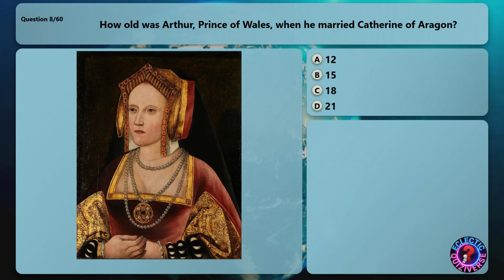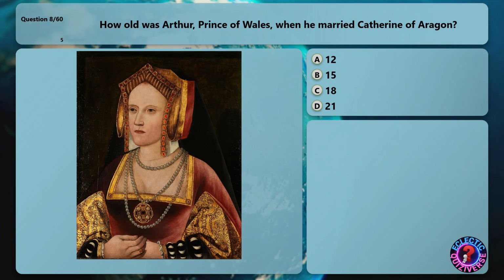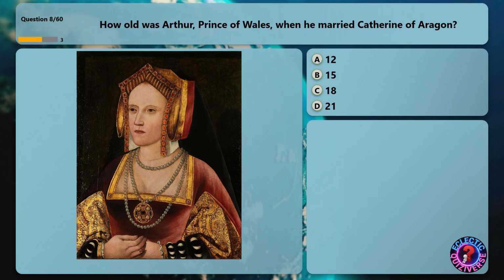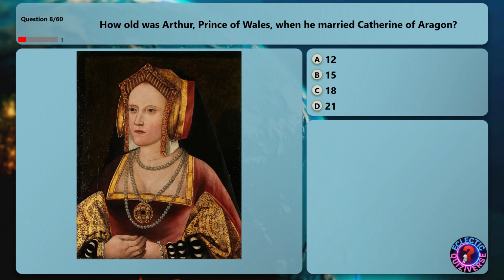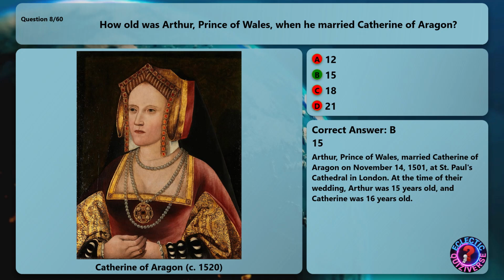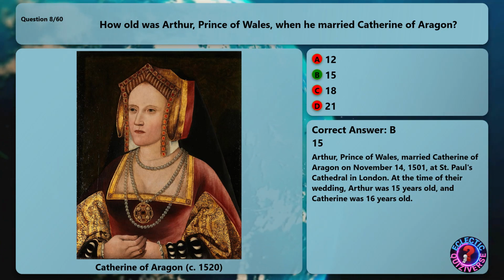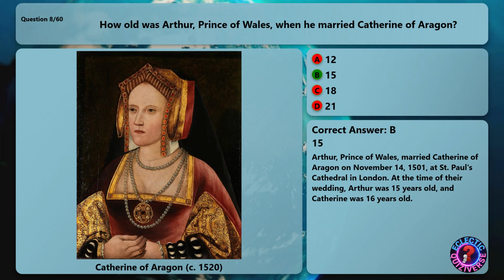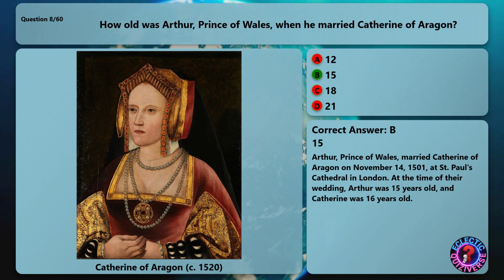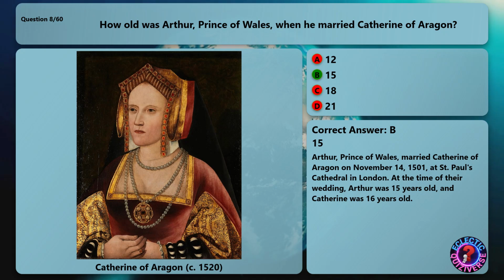How old was Arthur, Prince of Wales, when he married Catherine of Aragon? The correct answer is 15. Arthur, Prince of Wales, married Catherine of Aragon on November 14, 1501, at St. Paul's Cathedral in London. At the time of their wedding, Arthur was 15 years old, and Catherine was 16 years old.